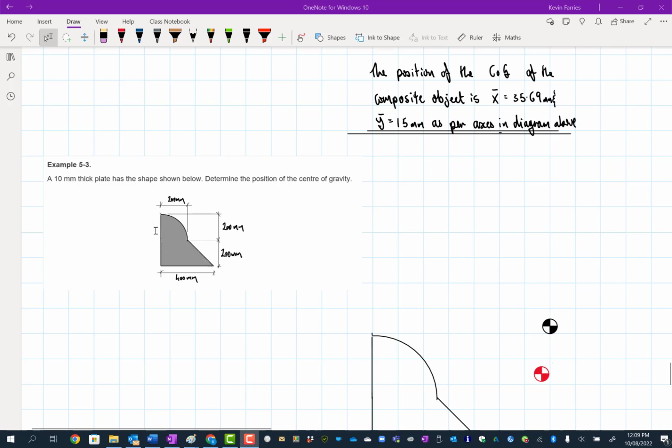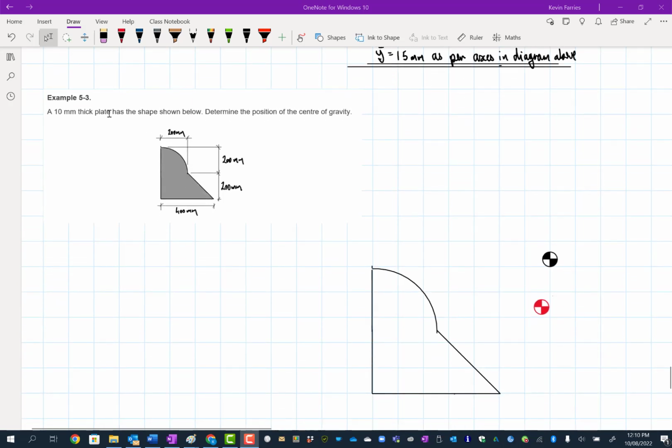Okay, so for this next problem, we've been asked to find the position of the center of gravity for this shape for a 10mm thick plate. This time it's constant thickness, and we'll assume it's got constant unit weight or constant density as well. So therefore we can use that second formula.